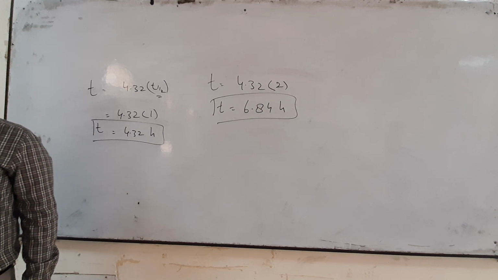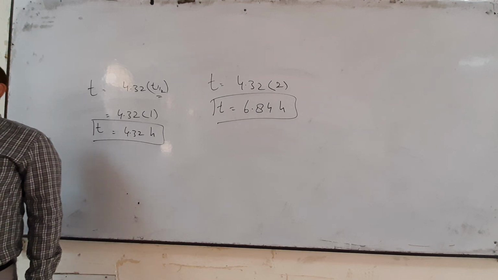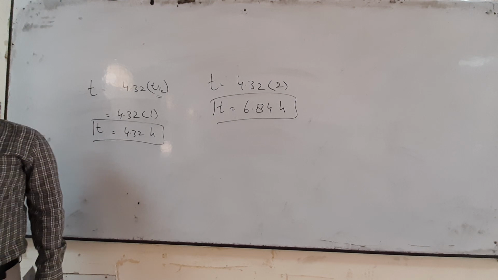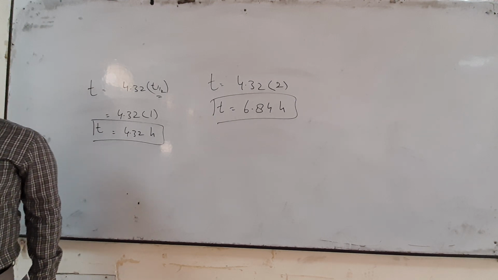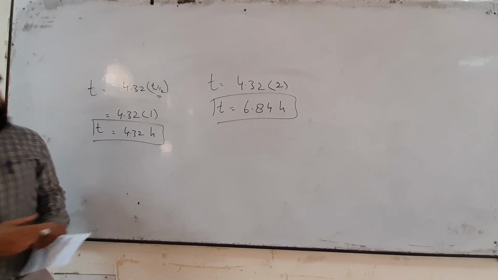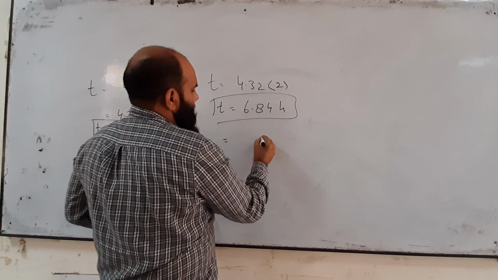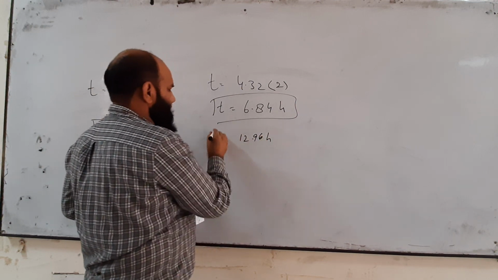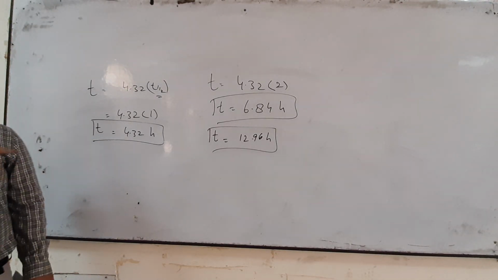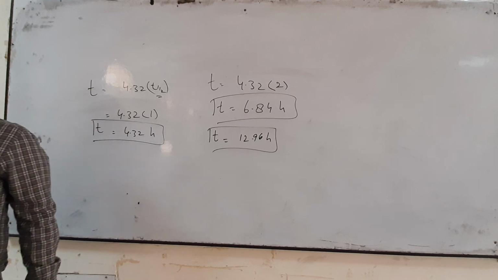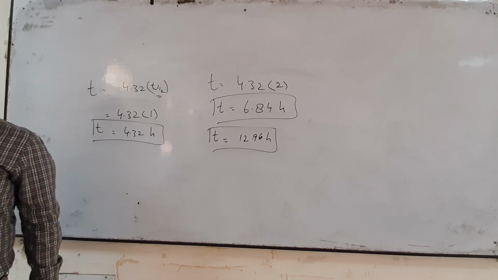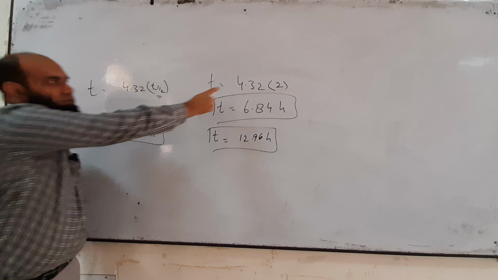What the reported half-life is. If the half-life is 2 hours, then we will draw the samples from the animal or the human being for at least 6.84 hours. Same case with 3 hours. Then we will multiply with the 3, and the answer is 12.96 hours. I will discuss all these, how we are getting this point, in our next class. Why we are using the factor 4.32 will be our next topic. Thank you.